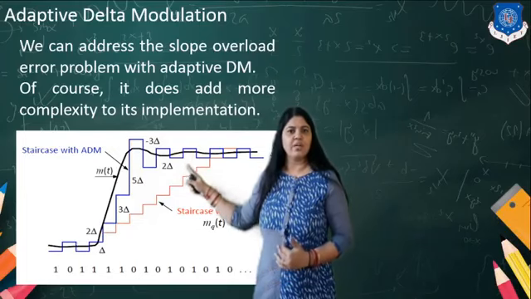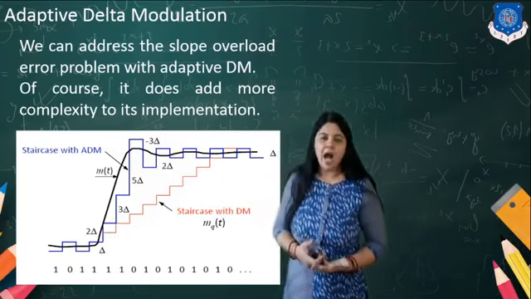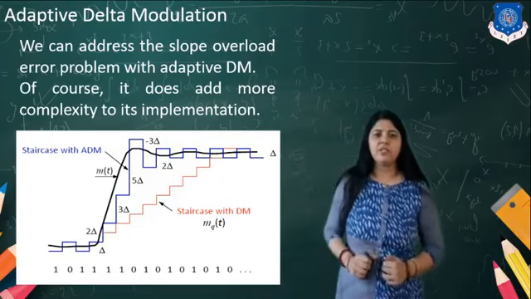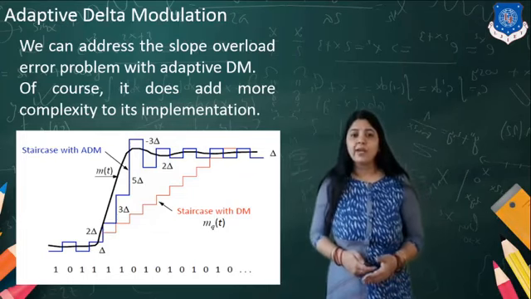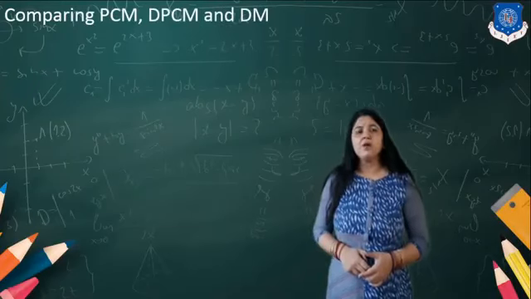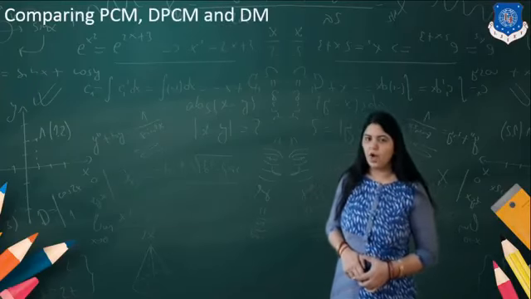Okay, so that is what happened: we will not get the original signal in the output waveform. That is why adaptive delta modulation is more accurate than delta modulation. It will solve the problem which is known as the slope overloading problem.